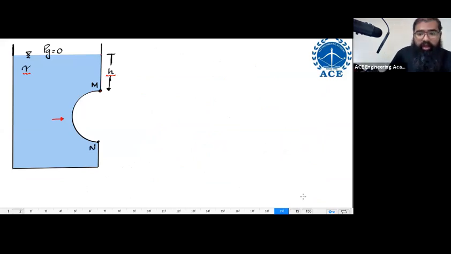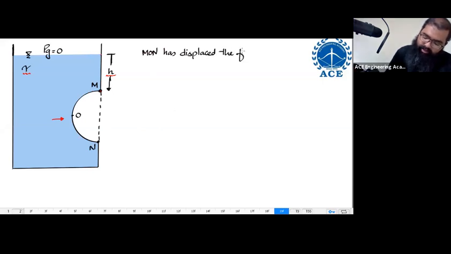Now look over here. I'm going to solve this question using the concept of buoyancy now. If I treat this particular body, the semicircular body, I'm imagining like this, it has displaced the fluid having a property gamma. Therefore, what should happen now? According to the rule of buoyancy, according to Archimedes' principle, what should happen now?